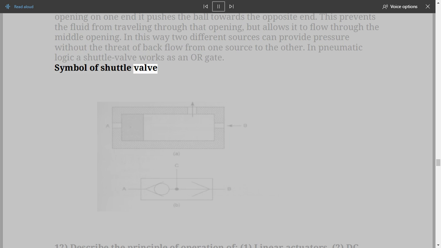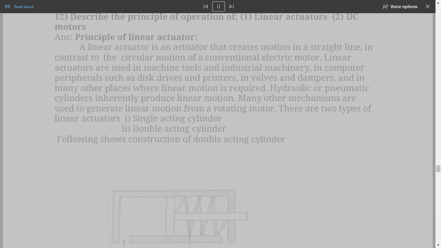12. Describe the principle of operation of 1. Linear actuators. 2. DC motors. ANS. Principle of linear actuator. A linear actuator is an actuator that creates motion in a straight line, in contrast to the circular motion of a conventional electric motor. Linear actuators are used in machine tools and industrial machinery, in computer peripherals such as disk drives and printers, in valves and dampers, and in many other places where linear motion is required.